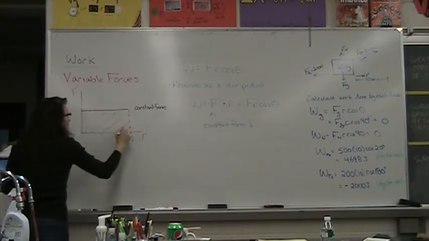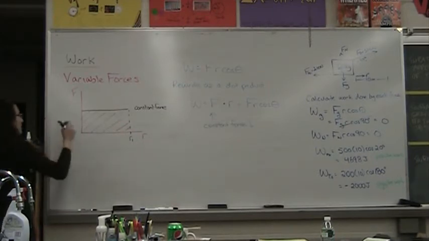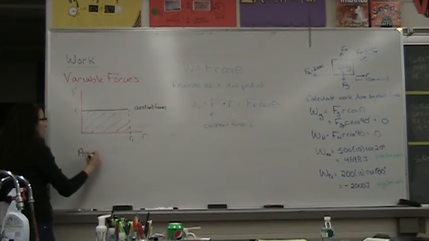What's the area of this curve? If I calculated the area of that curve, base times height, let's call this F1 or whatever. If F1's height, R1 is the width, what's that? The area of this curve is F1 R1.